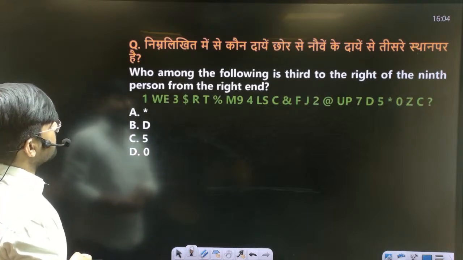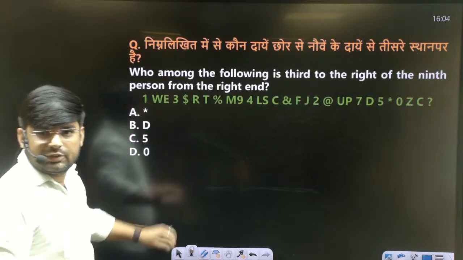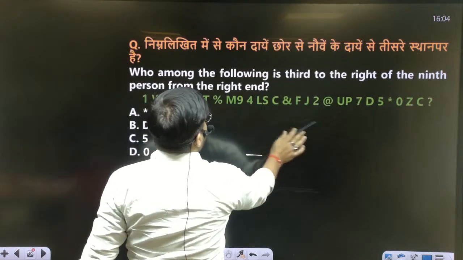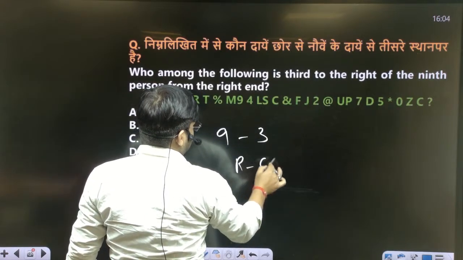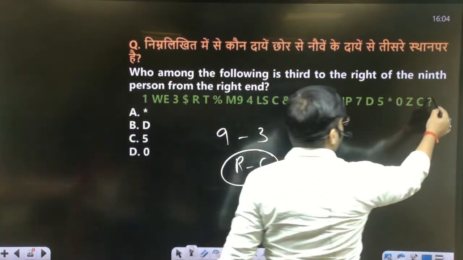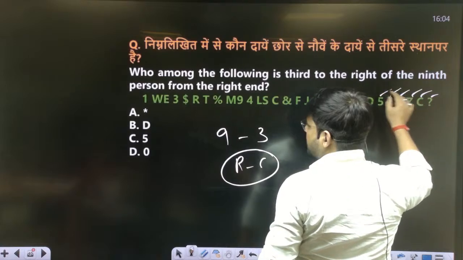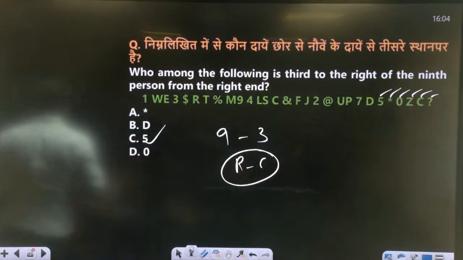Who among the following is third to the right of the ninth from the right hand? Right hand end, so you have to minus: 9 minus 3. It means sixth from the right hand. 1, 2, 3, 4, 5, 6. It's a 5. Is it clear?